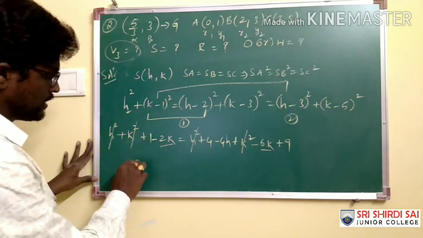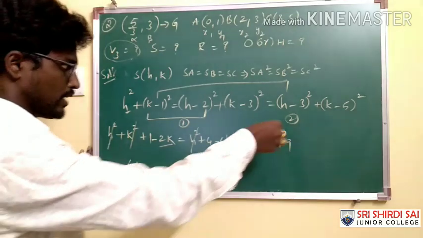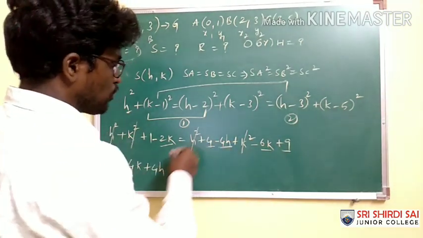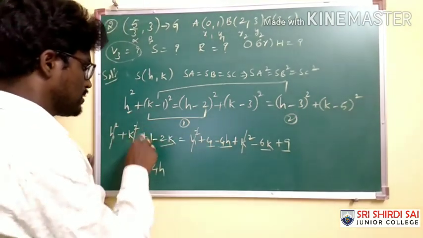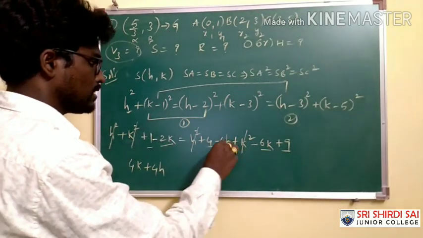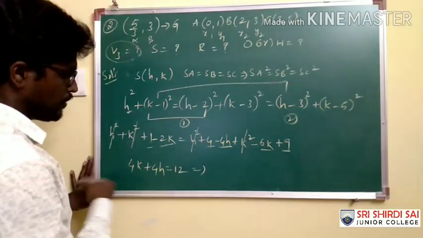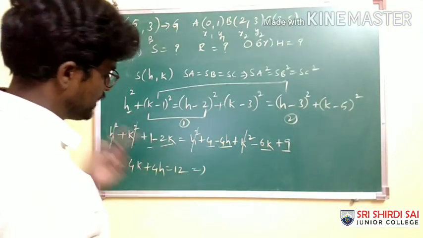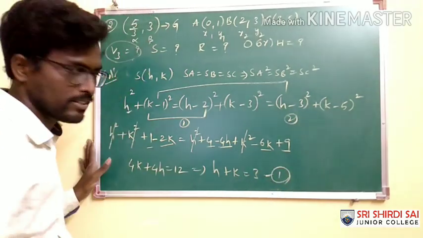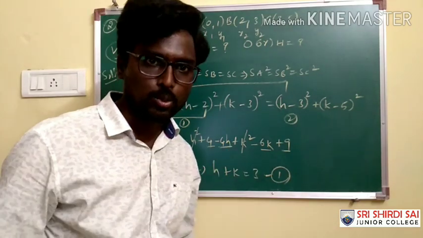If you transpose to the left side, we'll get plus 4k. And we have minus 4h on the right-hand side, transposing to the left side, plus 4h. 9 plus 4, 13. If it comes to the left side, minus 13, 1 minus 13, minus 12. Otherwise, transpose this 1 to the other side, 13 minus 1 will give us 12. That implies 4 is a common factor on the left-hand side, so 4 once and 3 times. So h plus k is equal to 3. The first equation is obtained taking the equality between the first and second. h plus k is equal to 3.